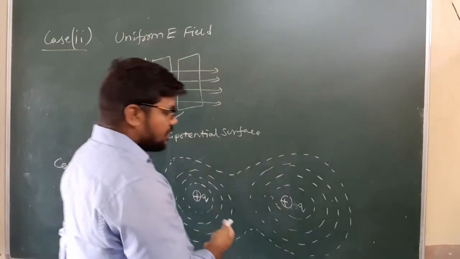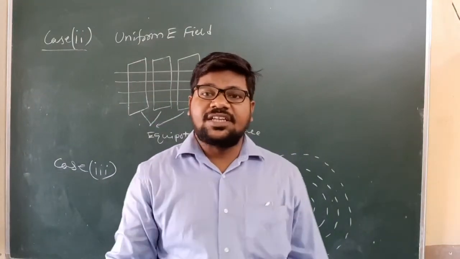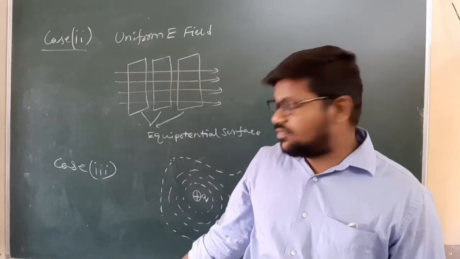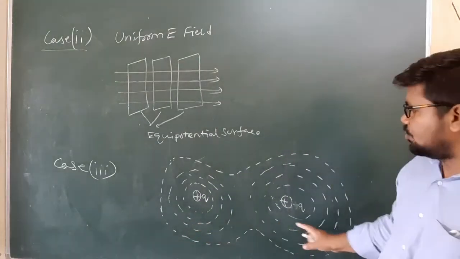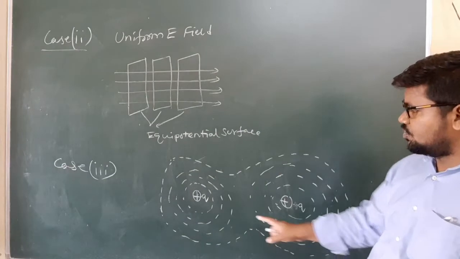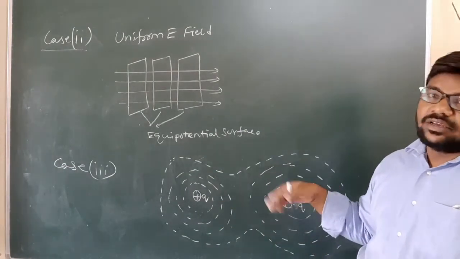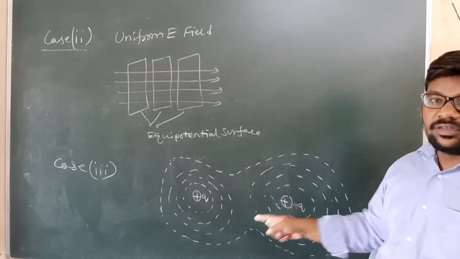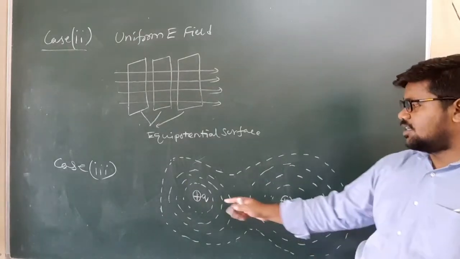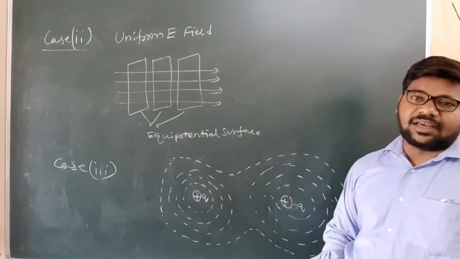Okay, see, my children, this diagram represents equipotential for two positive charges. Two positive charges are two equal magnitude charges. It is the same for same negative charges. Okay, equal negative charges also give the same diagram.